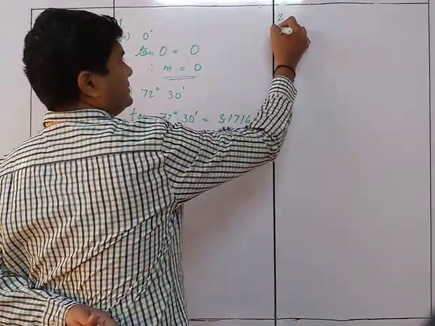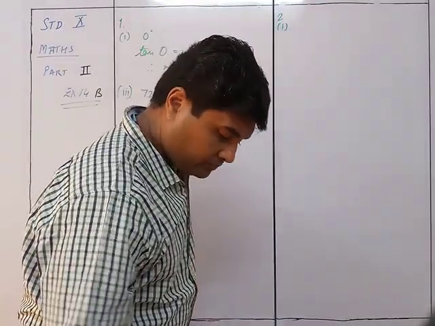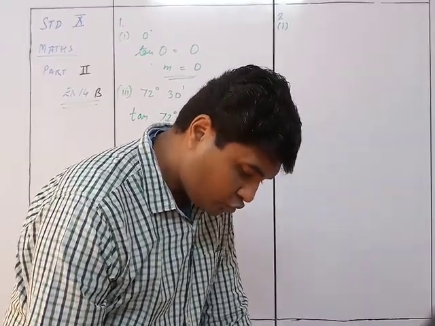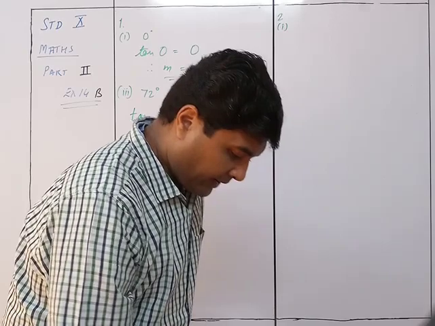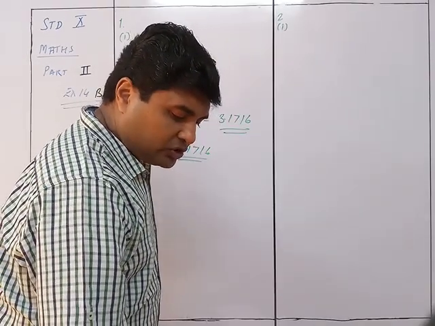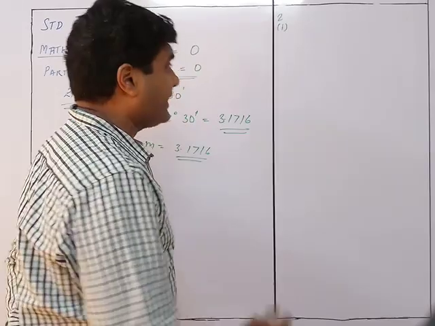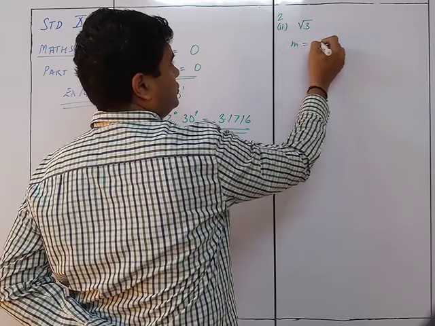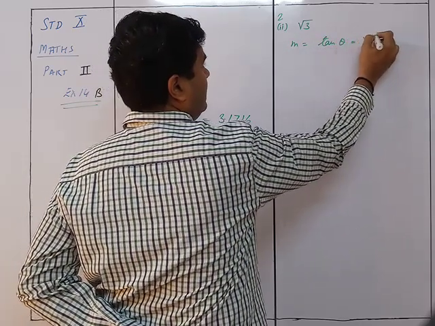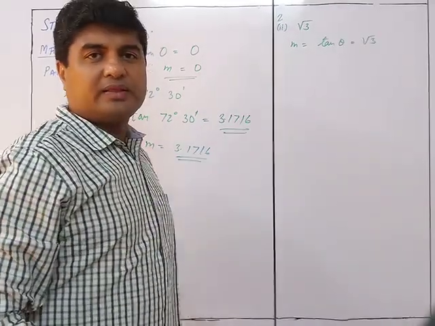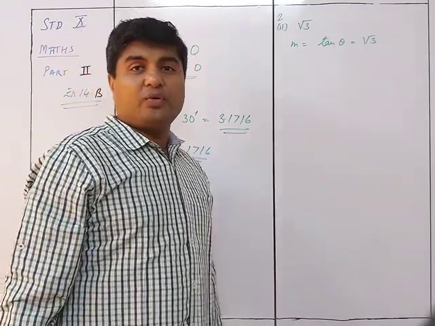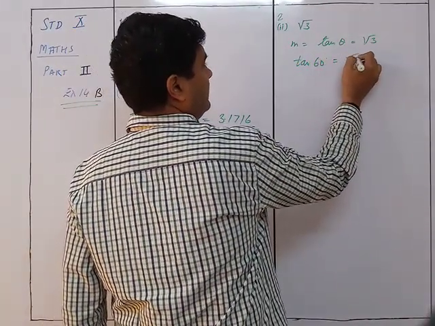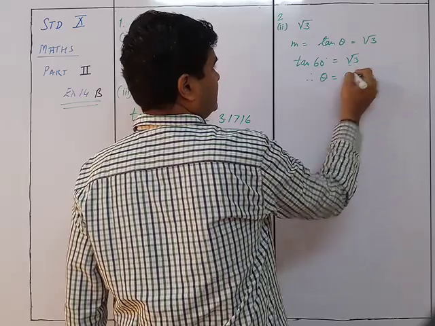The second one is, find the inclination of the line whose slope is root 3. I'll take the second and the third sum. It is given that m is equal to tan theta is equal to root 3. But you know that root 3 is for which particular angle? Tan 60 is equal to root 3. Therefore theta is equal to 60 degrees.